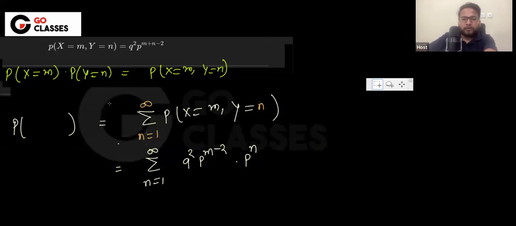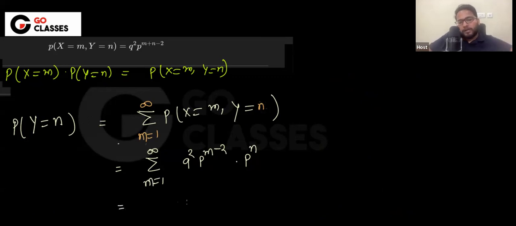Let's suppose I want to find out the probability of y being n, which means I will range over all the m, right? Okay. So I will range over all the m, and this is fine. I will range over all the m.